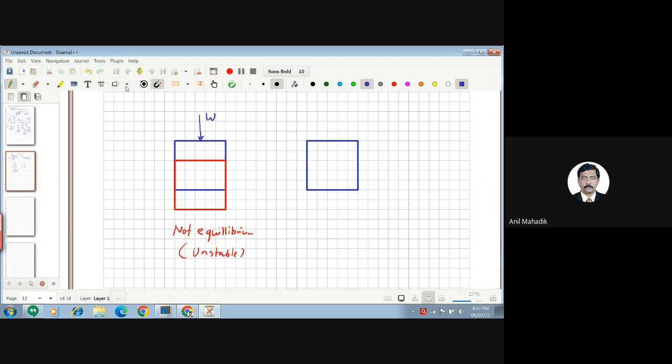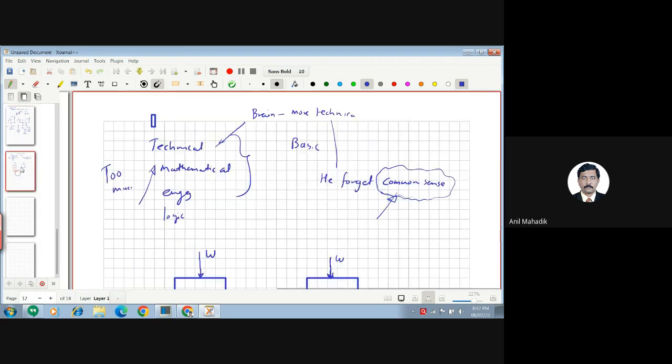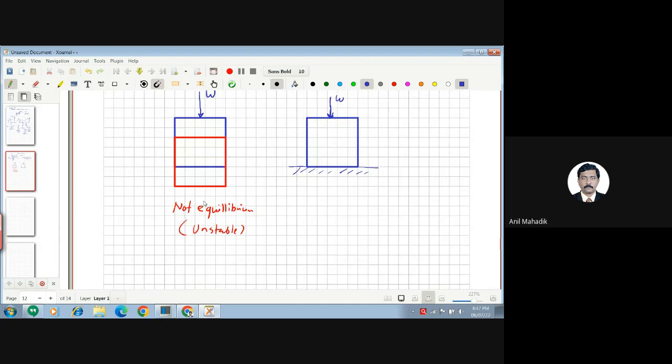Now, let's say it is resting on the ground and there is a load W. Now, can you say that it is in equilibrium? Yes, sir. So it is in equilibrium, and I can say this is equilibrium in the vertical direction. So I can say vertical equilibrium, because it is stable in the vertical direction.